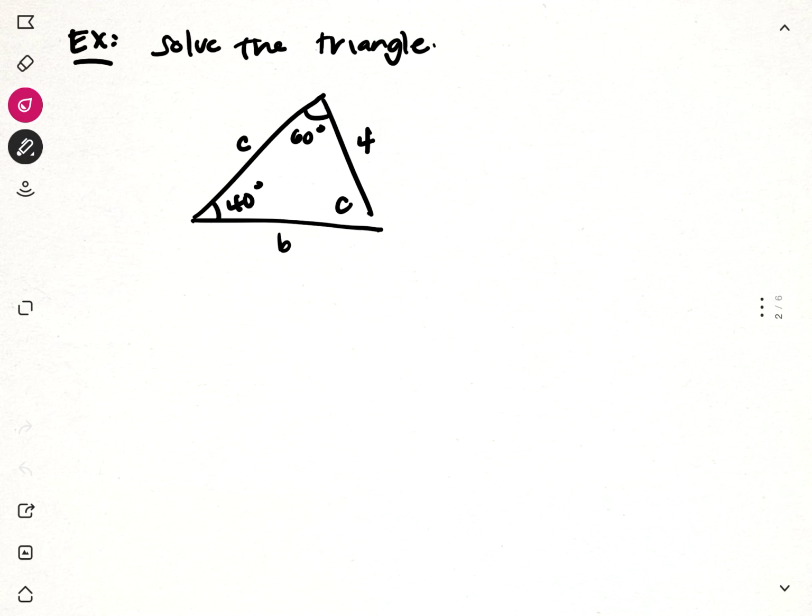Okay, so we're looking at a right triangle here. Notice that we're being given two angles, the 40 degrees and the 60 degrees, and we're given one side. Solve the triangle means they want us to find all the missing angles and sides. So we're trying to find little c, big C, and little b. What we want to do first is identify the one pair of corresponding opposite sides and angles. So we have this 4.